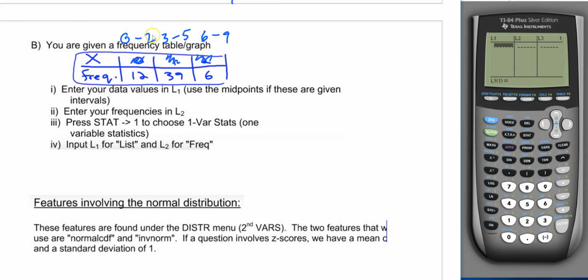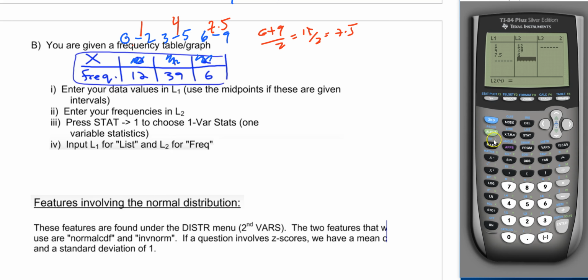So between 0 and 2, just add up, divide by 2, which is 1. That's 4. 6 and 9 is not going to be as nice. That's why I did it. So 6 plus 9 divided by 2 is 15 divided by 2, which is 7.5. So put 7.5 for that one. So back here, I need 1, 4, 7.5. Now I actually have a frequency list, so 12, 39, and 6.